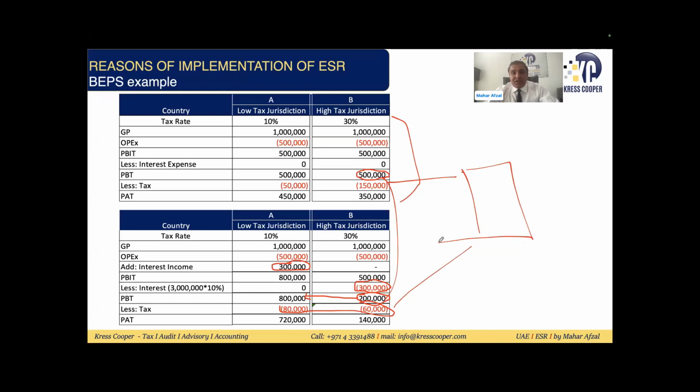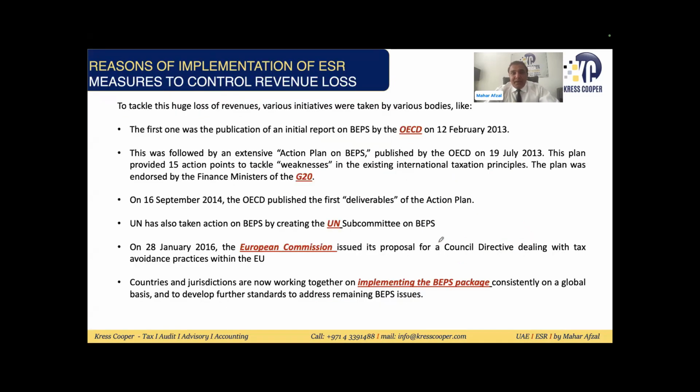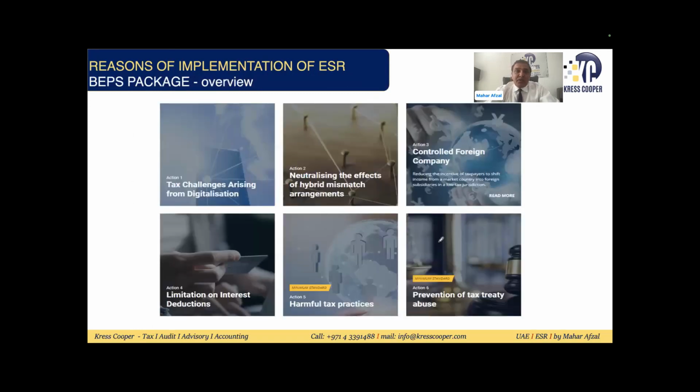To discourage such practices, different bodies across the globe, like the Organization for Economic Cooperation and Development, brought one concept, the BEPS, Base Erosion and Profit Shifting Action Plan. This action plan was endorsed by the G20 countries. Then finally the UN and the European Commission got involved. The 15 BEPS action points were endorsed by the G20 countries and recommended by the UN and the European Commission. Finally, these 15 action points were implemented in the respective member countries of the OECD.